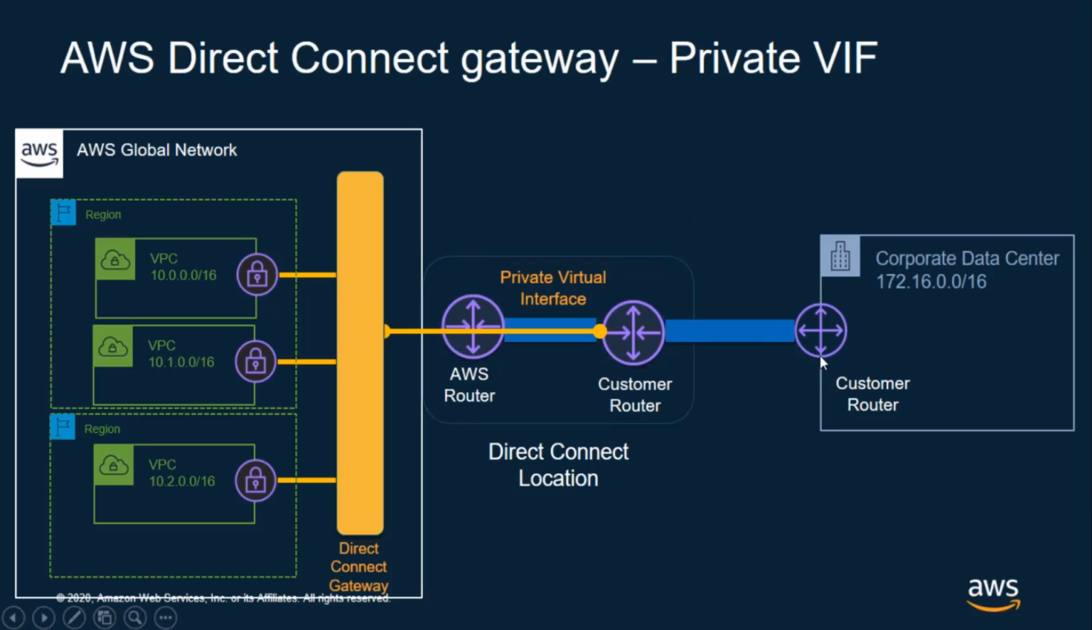So the first type of interface is a private virtual interface. In this case, we have a customer router in the corporate data center. Then we also have a customer router in the Direct Connect location, which will be physically linked to the AWS router. This virtual interface will be attached. Originally, it was attached to a virtual private gateway attached to a VPC, but after the launch of Direct Connect Gateway, this is the preferred way of doing so.